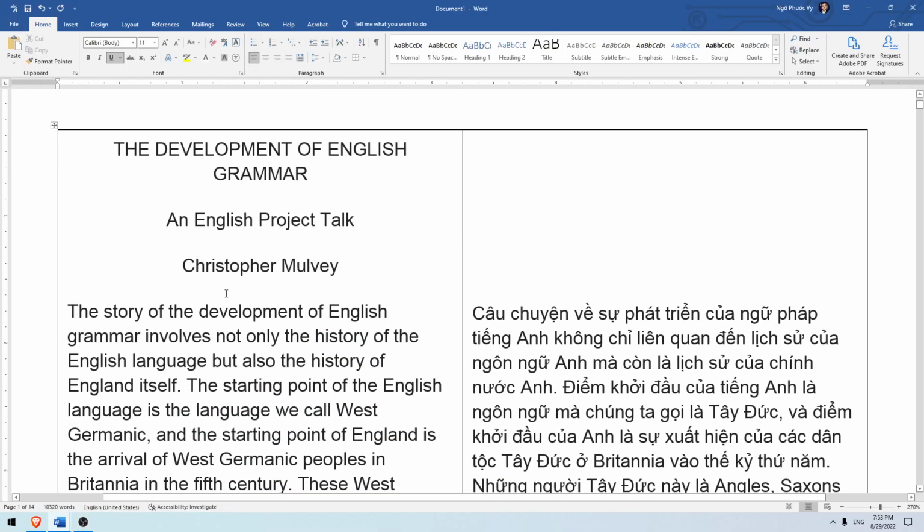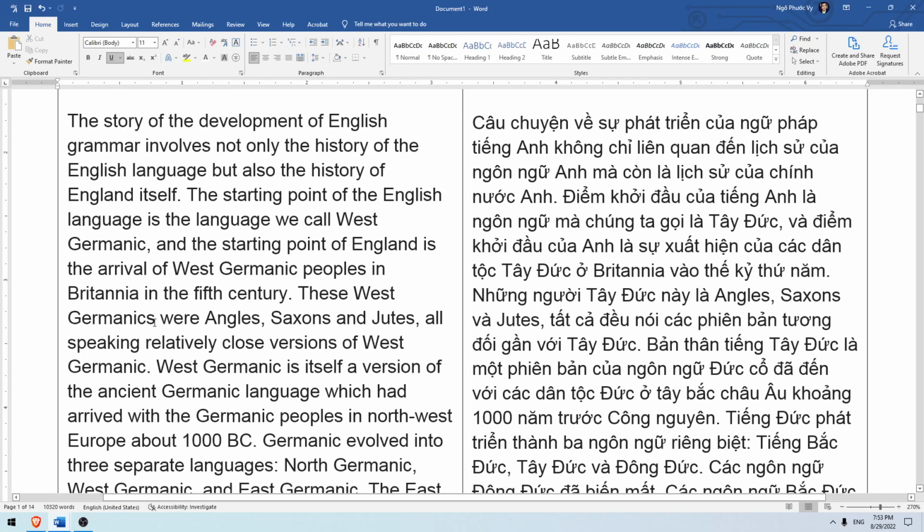Hello everyone. Today I want to read with you this article, this paper about the development of English grammar, an English project by Christopher Mulvey. We read together. This is the Vietnamese in column B. The first column is English, the official English of this author.